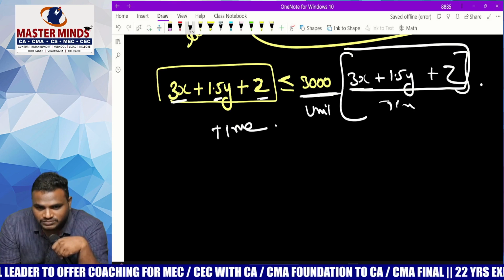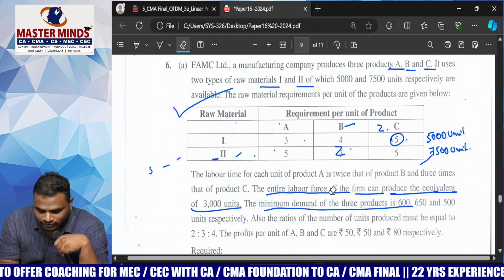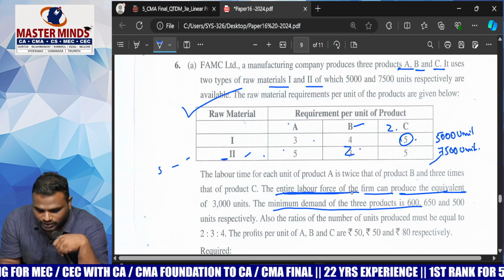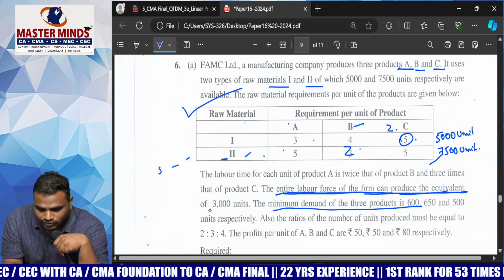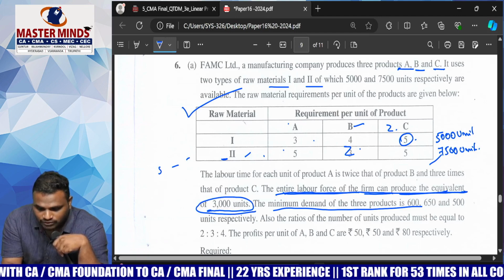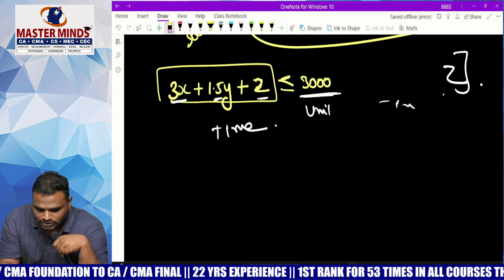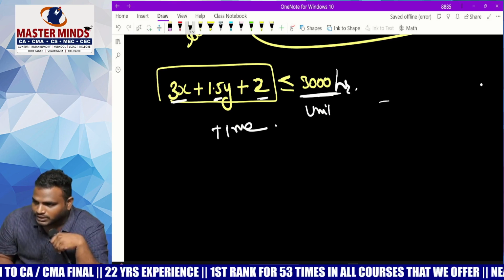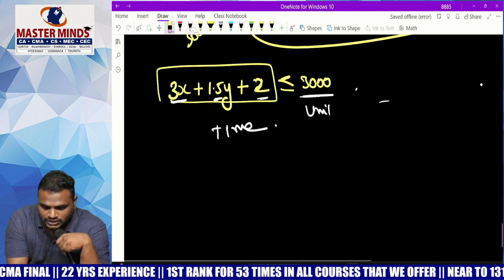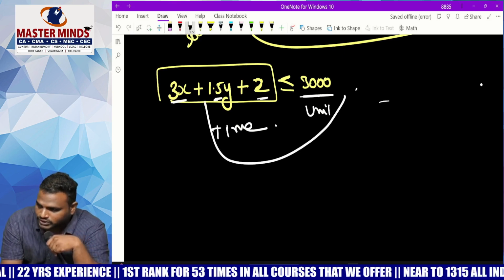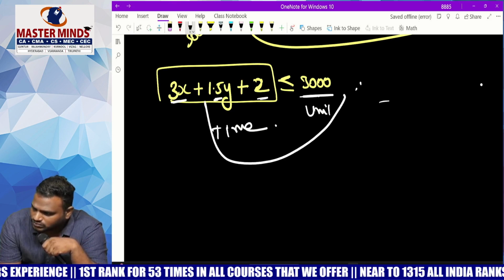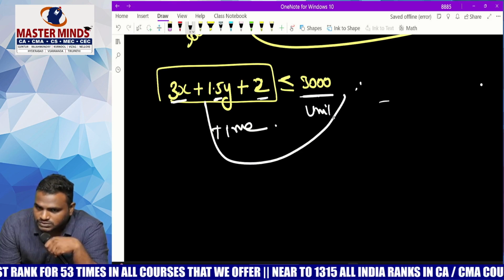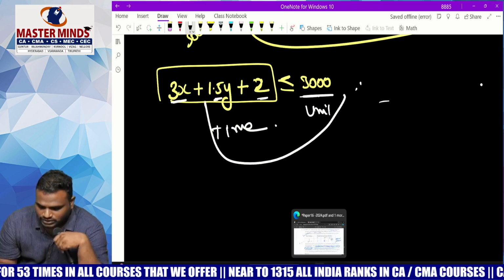Not hours, units. Units, which is equal to 3000 units. Sir, they are saying hours there, no. The entire labor force of the firm can produce the equivalent of 3000 units. If it is hours, then there is no issue; you can simply write like this. Understood? But it is not hours, it is units. We have to multiply the hours into units for calculation of the total hours. Yes or no? Confused? No. Simple, leave it, nothing happens.